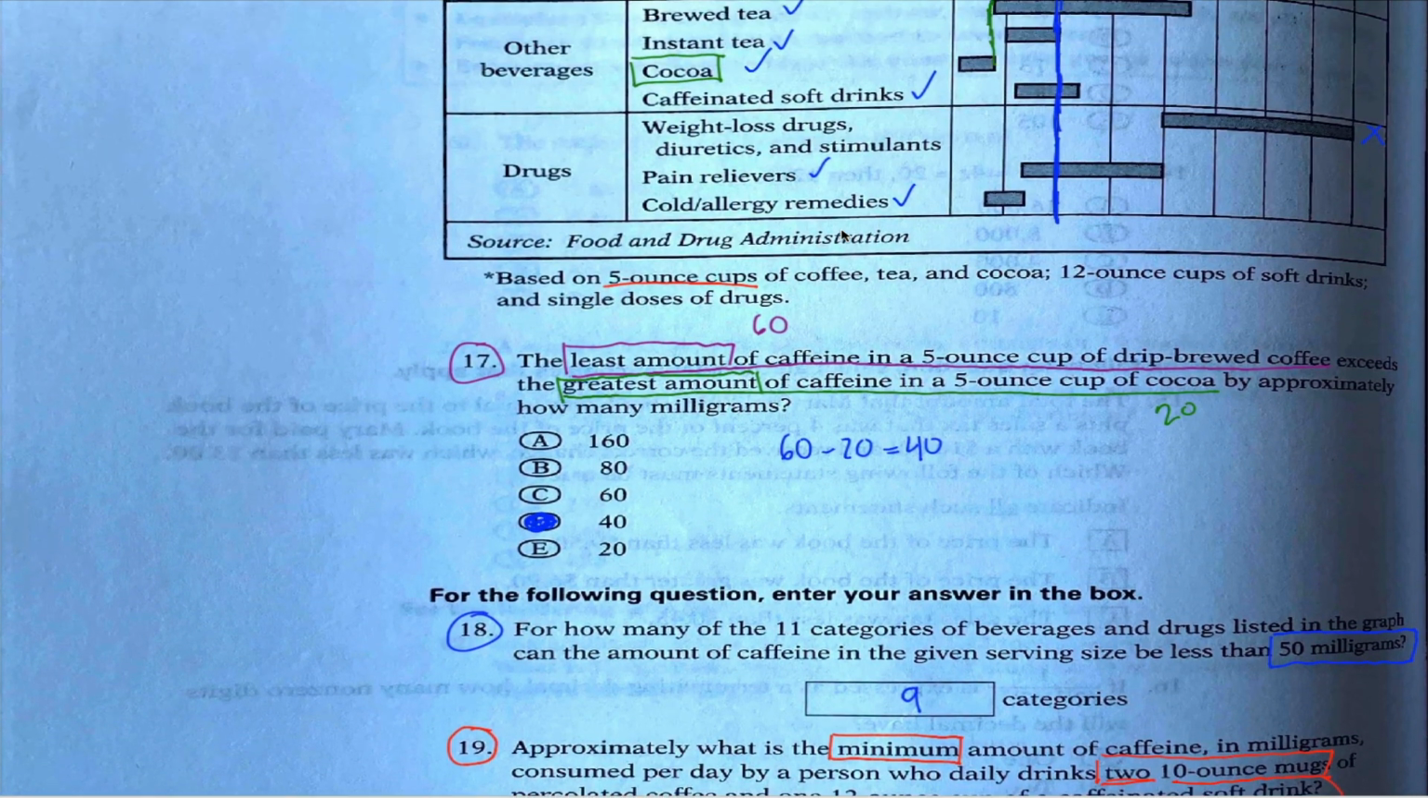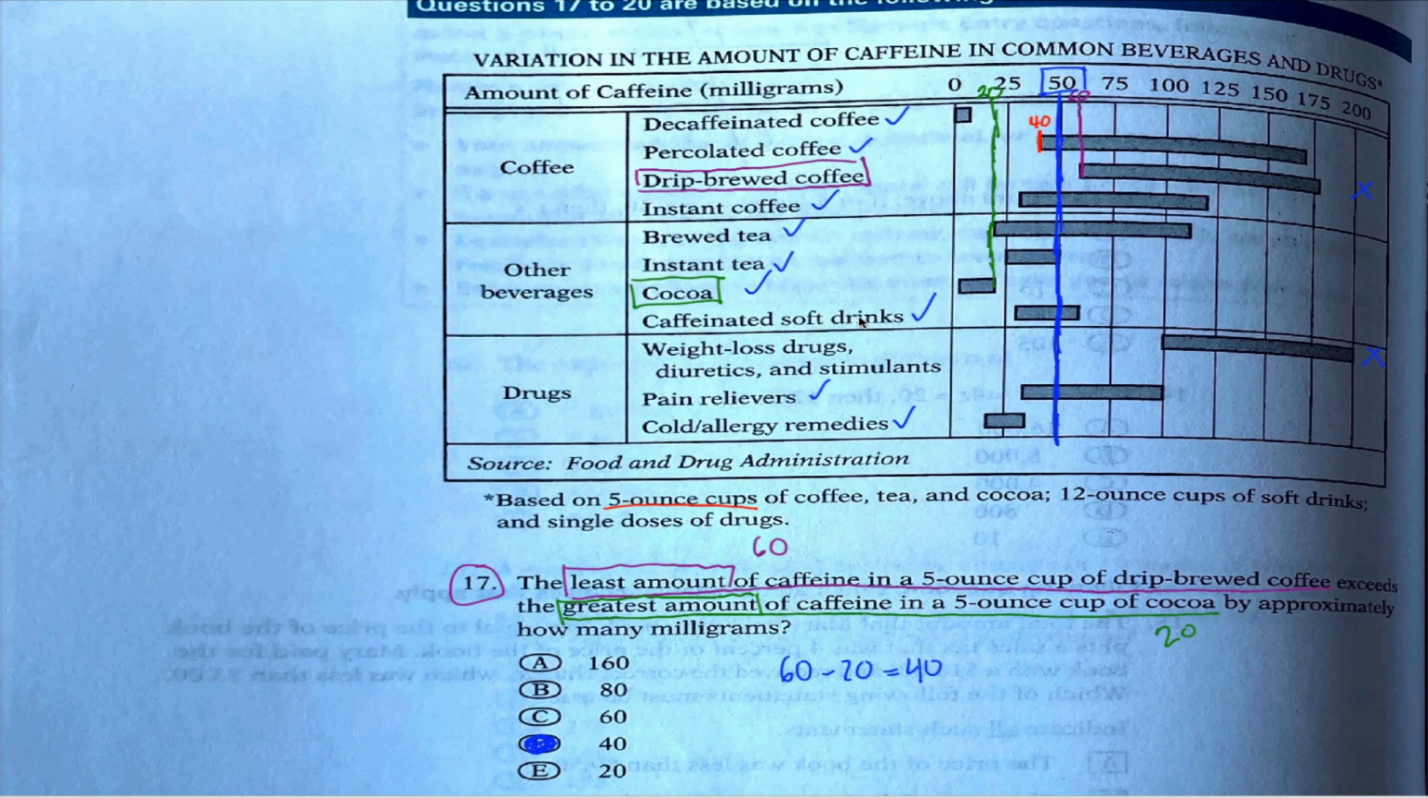So pulling all this information together, here's my caffeinated soft drink, 12 ounces. I'm interested in the left endpoint because I want the minimum amount. I have to ballpark this value right here. I don't know, it's between 25 and 50, but it's closer to 25 than it is to 50. So I'd probably call this 30.